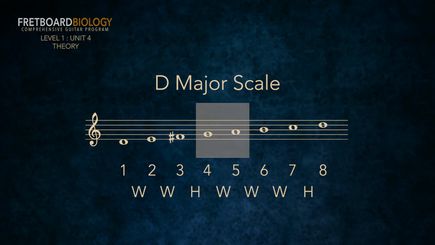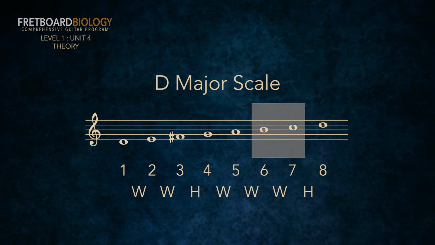Between 4 and 5, we need a whole step, and from G to A is a whole step, no adjustment needed. From 5 to 6, we need a whole step, and from A to B is a whole step, no adjustment needed. From 6 to 7, we need a whole step. From B to C is a naturally occurring half step, so we need to increase the distance from B to C, and we do that by applying a sharp to C. So C becomes C sharp. Now the distance from B to C sharp is a whole step, which satisfies our formula requirements. And then from 7 to 8, we need a half step, and now that C is C sharp, we have a half step from C sharp to D.